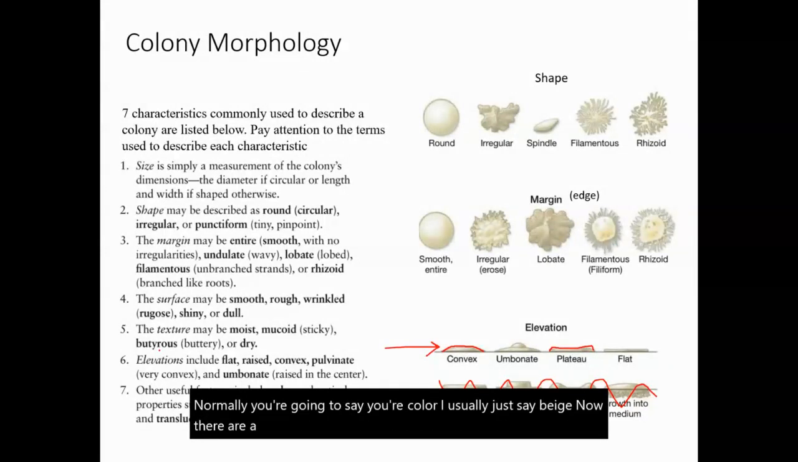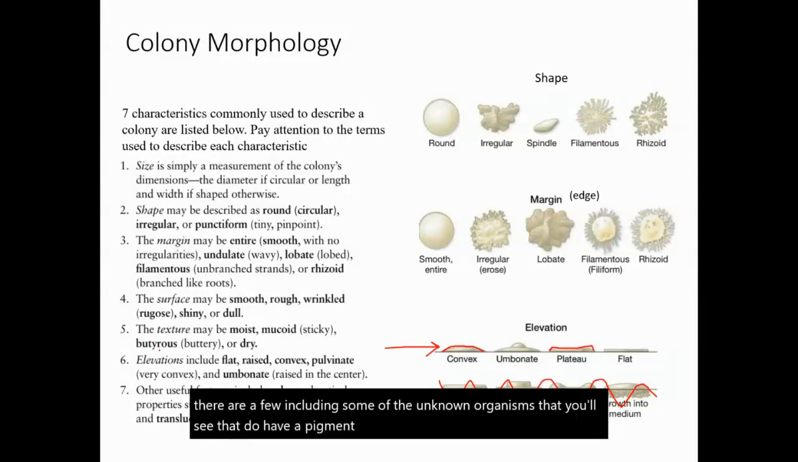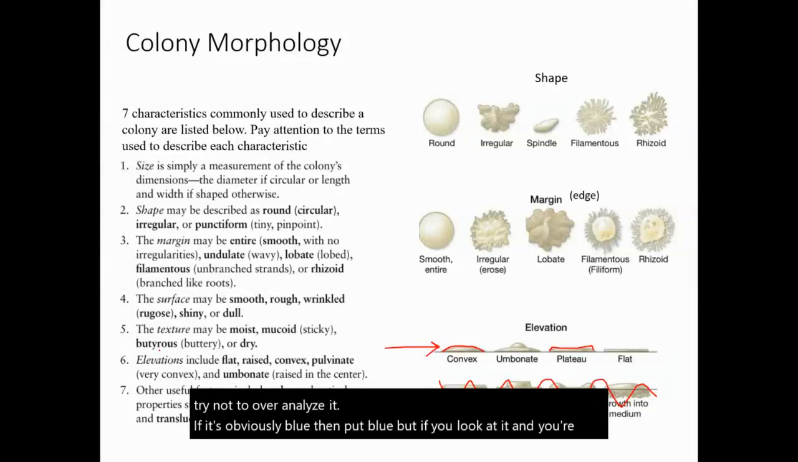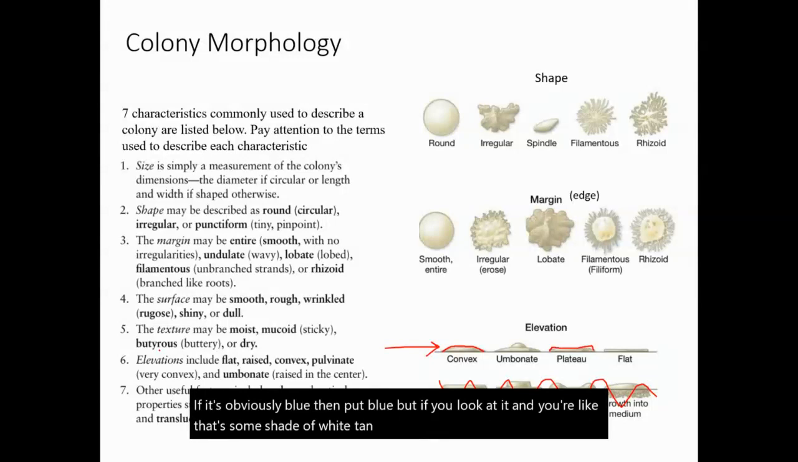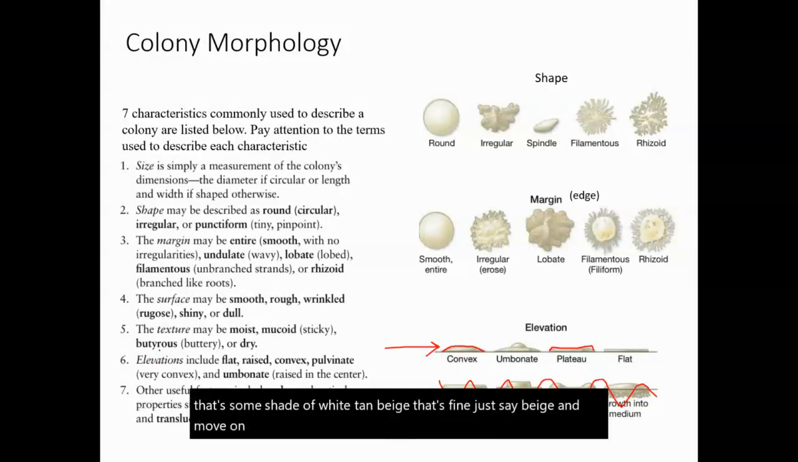Now, there are a few, including some of the unknown organisms that you'll see, that do have a pigment. They grow a gold colony. There's one that's a blue-green color. There's another that is, well, you don't have this one for your unknown, but there are organisms that are a red color. There's one that's bright yellow. So when you're thinking about color, try not to overanalyze it. If it's obviously blue, then put blue. But if you look at it and you're like, that's some shade of white, tan, beige, that's fine. Just say beige and move on with life, okay? There's no need to really worry about that because the point is that there's no pigment.